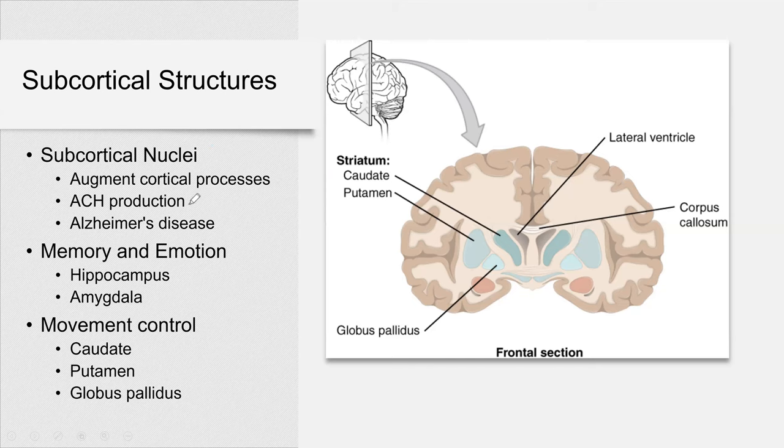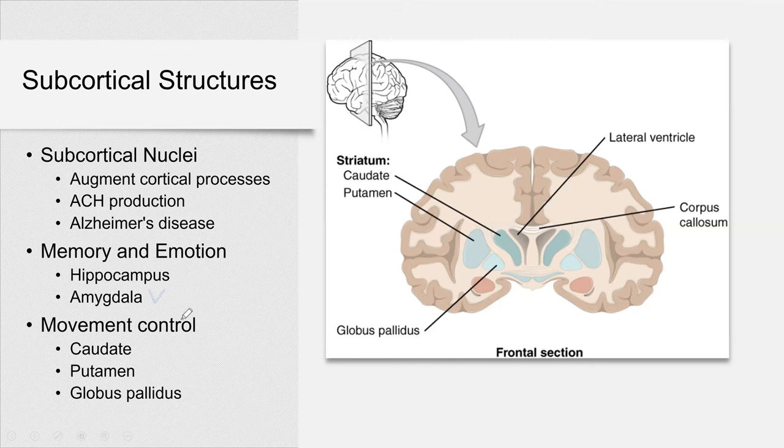Believe that those nuclei are responsible for our memory. That's why when people have Alzheimer's disease, they might have damage in this area of the brain. Subcortical nuclei are also important in memory and emotion, because we have a structure, hippocampus and amygdala. So hippocampus for memory and amygdala for emotions.